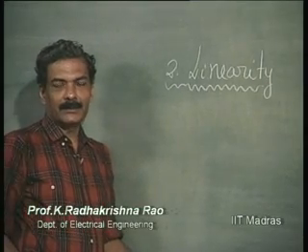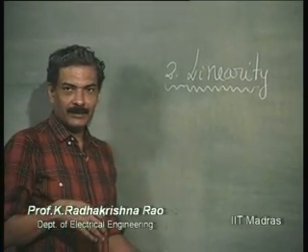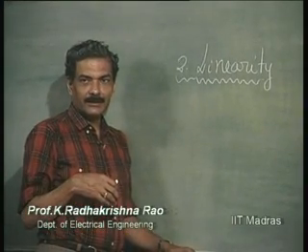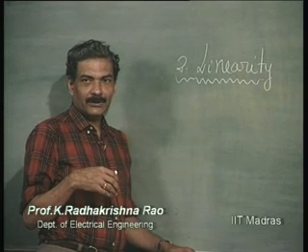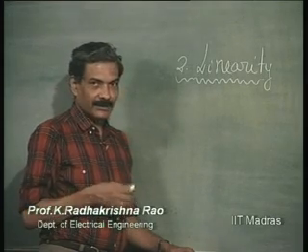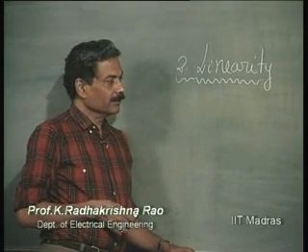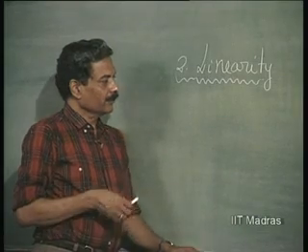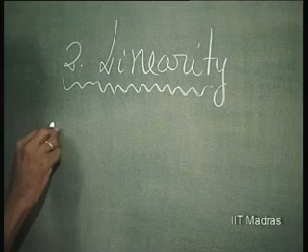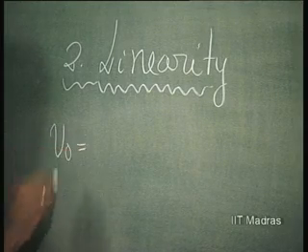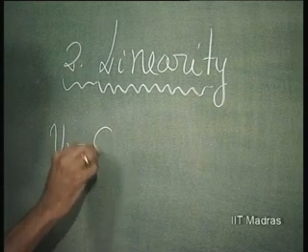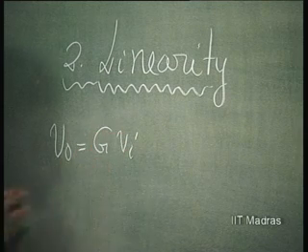What happens is that because of negative feedback, the system becomes more linear. It can handle larger signal levels at the input without distortion occurring. Now, how does this take place? Let us explain this to illustrate how linearity is going to improve. V naught is going to be, let us say, G times V I before feedback.